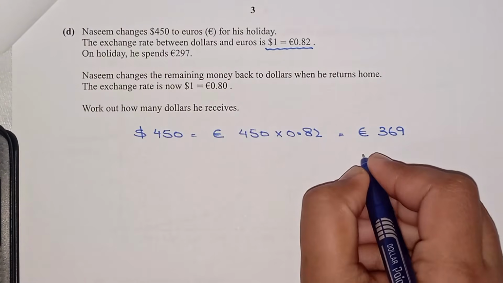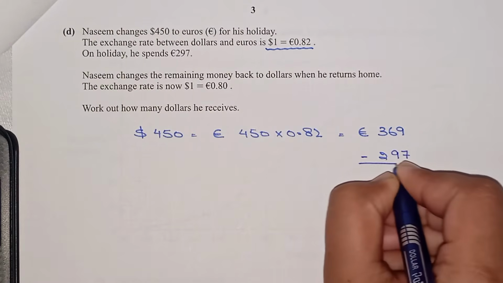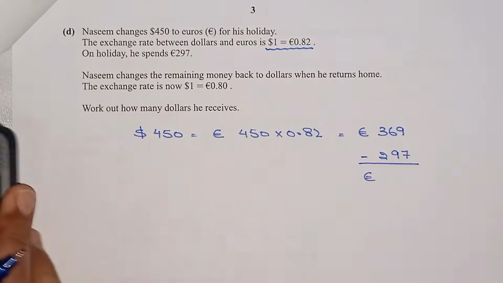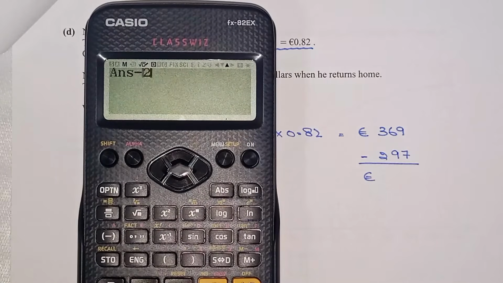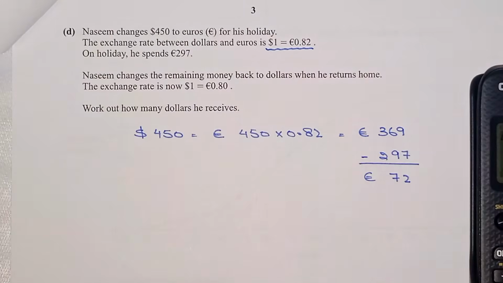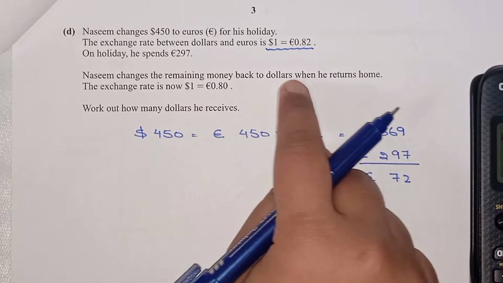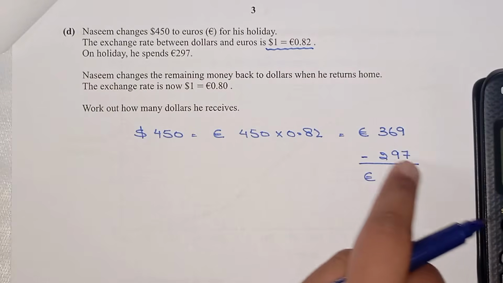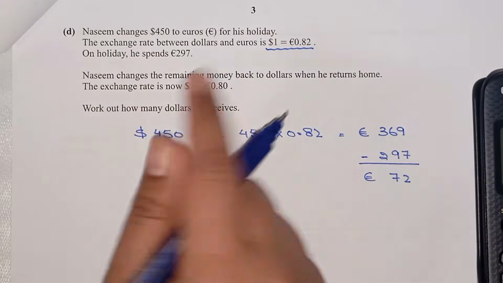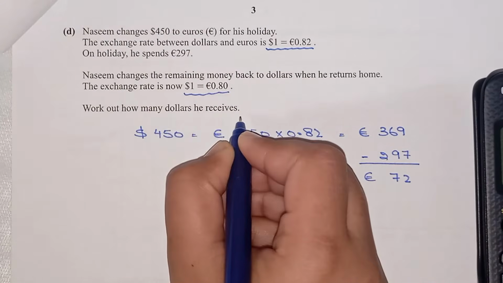Okay, so now we need to subtract 297 euros. Let's see how many euros are left. Subtract 297, this would be 72 euros left. Okay, and Naseem changes the remaining money back to dollars when he returns home. So this is the remaining money. The exchange rate is now $1 would be this much. Work out how many dollars he receives.